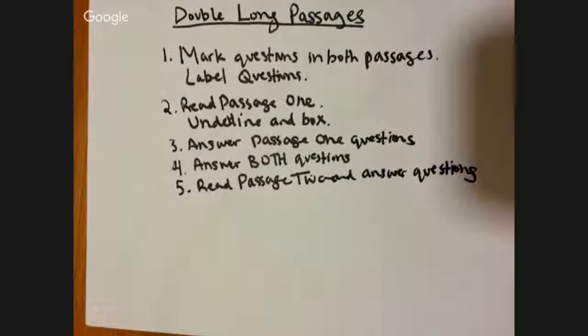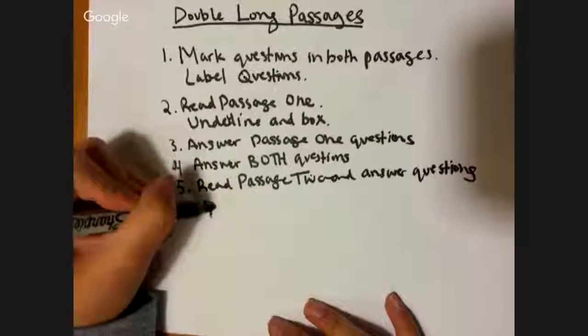Self-explanatory. We read passage 2 now, underlining, boxing, going through the questions and finding evidence for everything. If you can't convince yourself with a quotation from the passage, you need to be looking for a better answer. Convince yourself with textual evidence.